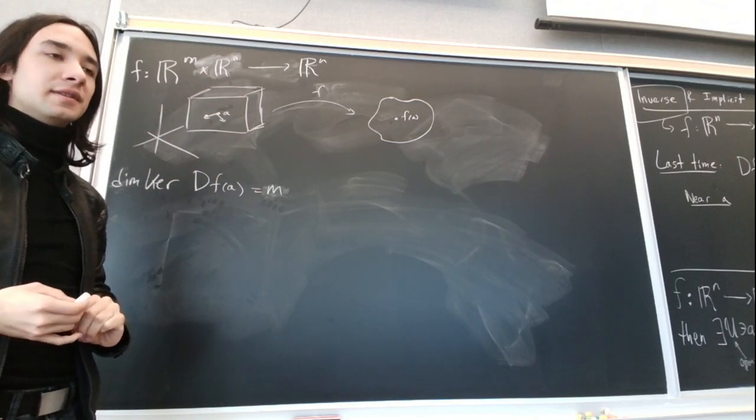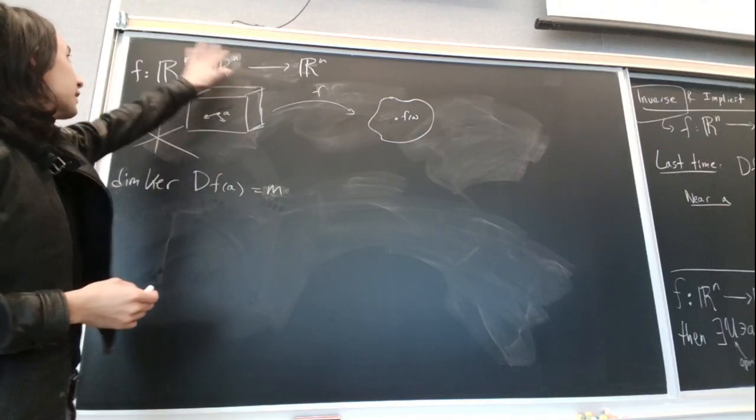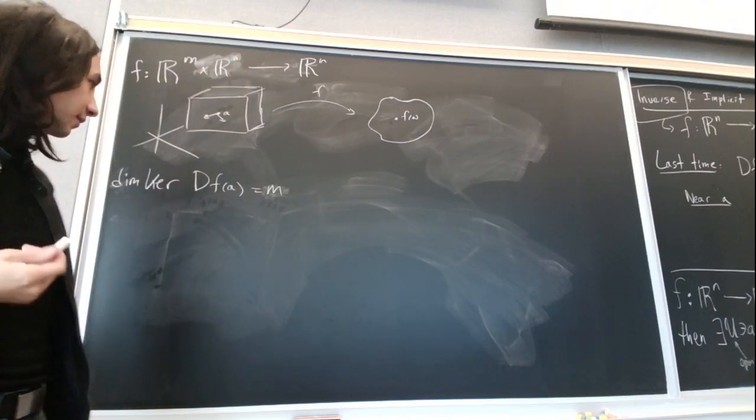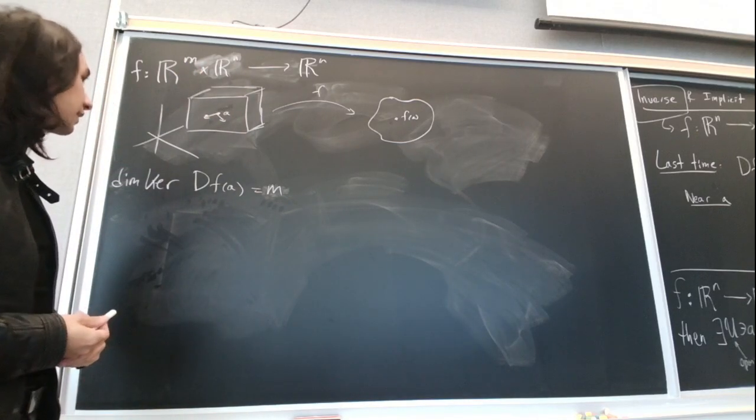But you can think of it as just one m plus n vector. This is just one Euclidean space. Okay, yeah, thank you, just to be clear. Okay, that's a good clarification.